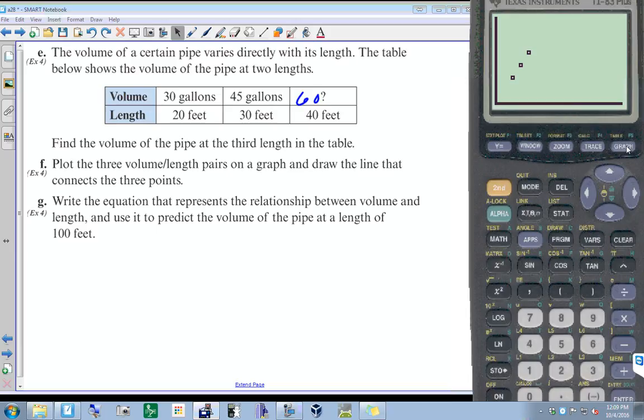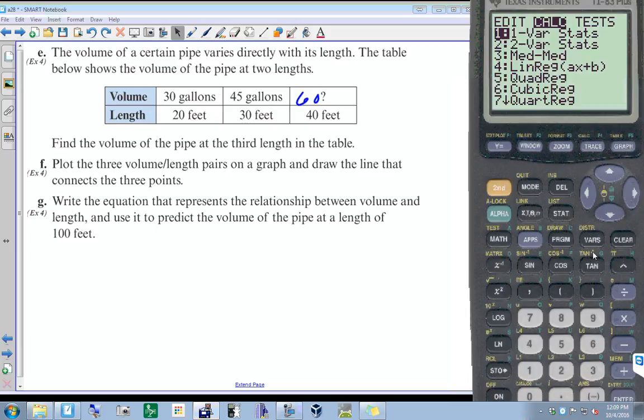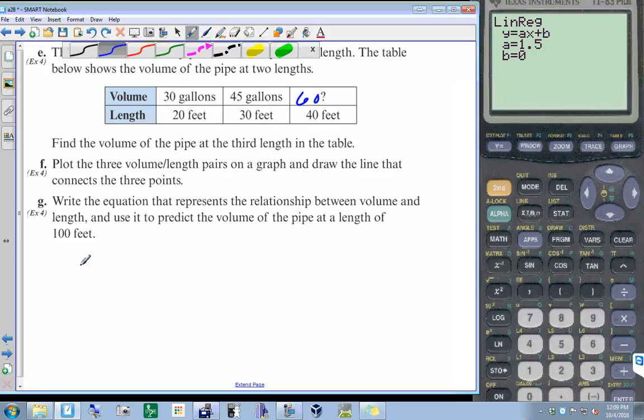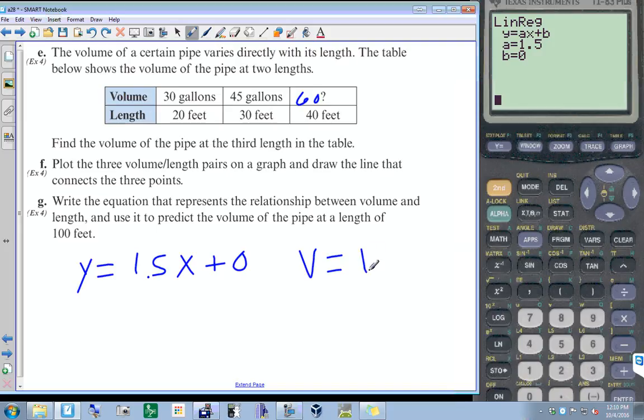On G here, it wants us to write the equation. If I go to stat, I go to calc, and I go down here to number 4, linear regression. What this is going to do is take that information and create the equation for me. So I click on that, hit it again, and I've got the equation right there. So that means my equation is y is equal to 1.5x plus 0. Or in this case, volume is equal to 1.5 multiplied by the length.